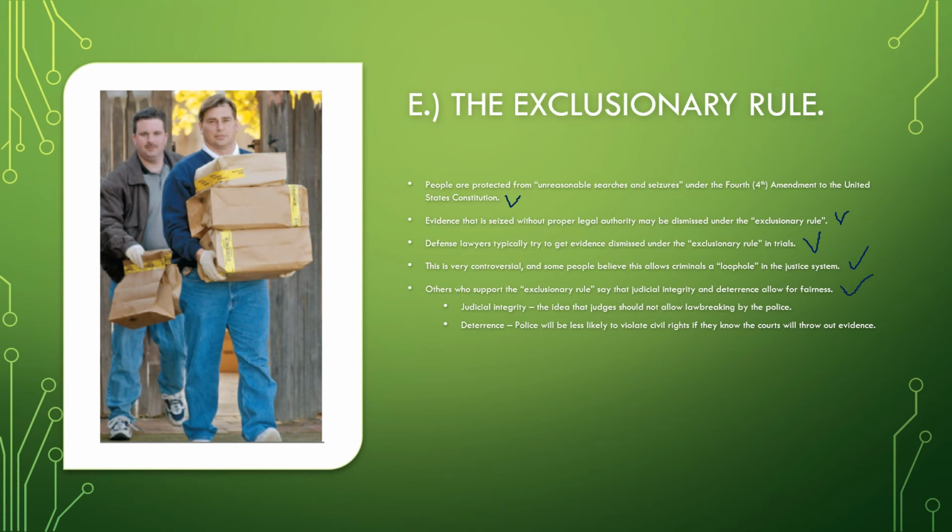Okay, two words here. Judicial integrity is the idea that judges should not allow law breaking by the police. So we shouldn't allow police just to walk into our homes and take evidence without our permission or without proof that they need that evidence, right? We want to be protected a little bit from the government and from the police. And deterrence: police will be less likely to violate civil rights if they know the courts will throw out evidence.